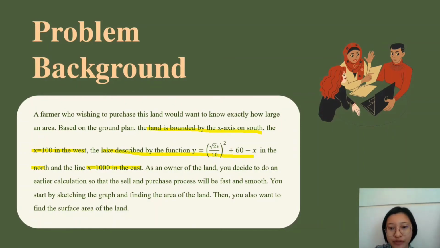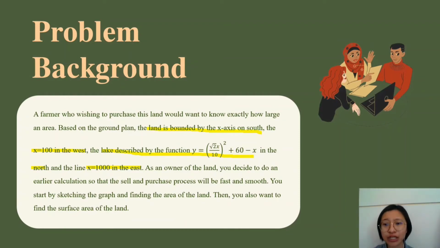As an owner of the land, you decide to do an early calculation so that the sale and purchase process will be fast and smooth. So you will start by sketching a graph and finding the area of the land. Then you also want to find the surface area of the land. From these sentences, we get to know the question requirements are, first, for us to sketch a graph, and then we need to find the area of land. Lastly, to find the surface area of land.